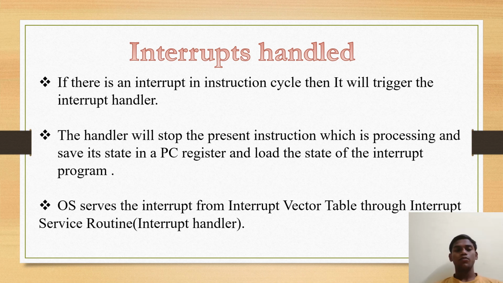Interrupt handler. If there is an interrupt in the instruction cycle, then it will trigger the interrupt handler. The handler will stop the present instruction which is processing and save the state in the program counter register and load the state of the interrupt program. The OS serves the interrupt from the interrupt vector table through the interrupt service routine.